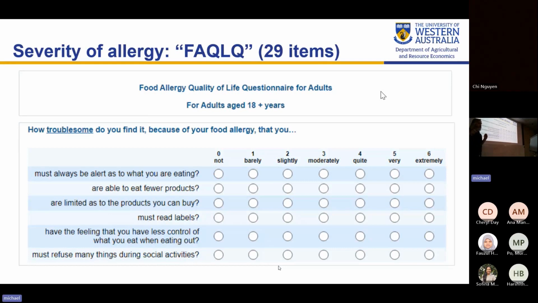So this is the FAQ one, which is the allergy one. It's the life questionnaire for adults. There's 29 of these items. I'm only going to show you the first, whatever that is, 6, 7. And they just ask this question, always be alert to eating. And if I'm scoring extremely on all of these, then it implies this is having a significant impact on my life.